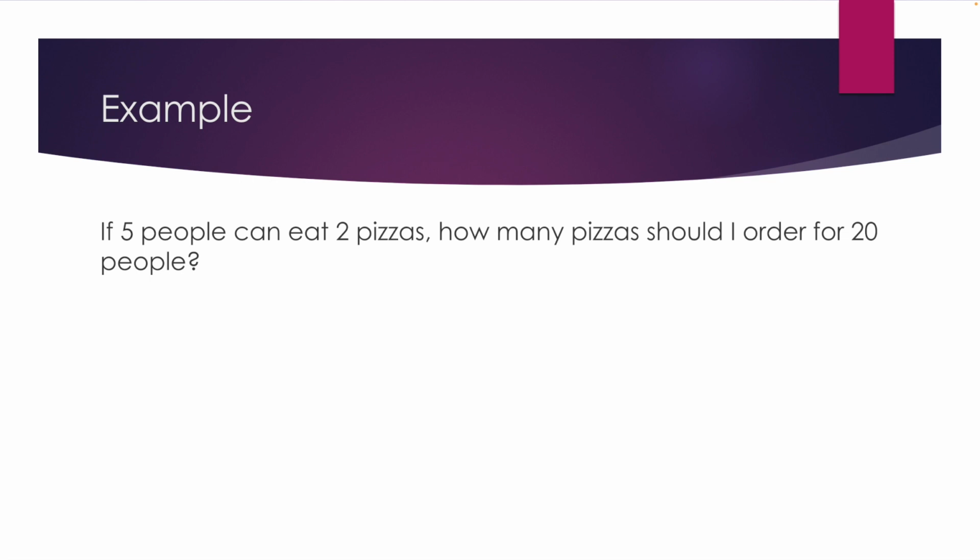So let's try this out and see this as an example. If 5 people can eat 2 pizzas, how many pizzas should I order for 20 people? How I'm going to set up this proportion is I'm going to write the proportion as I read the question. So if 5 people can eat 2 pizzas, how many pizzas should I order for 20 people?